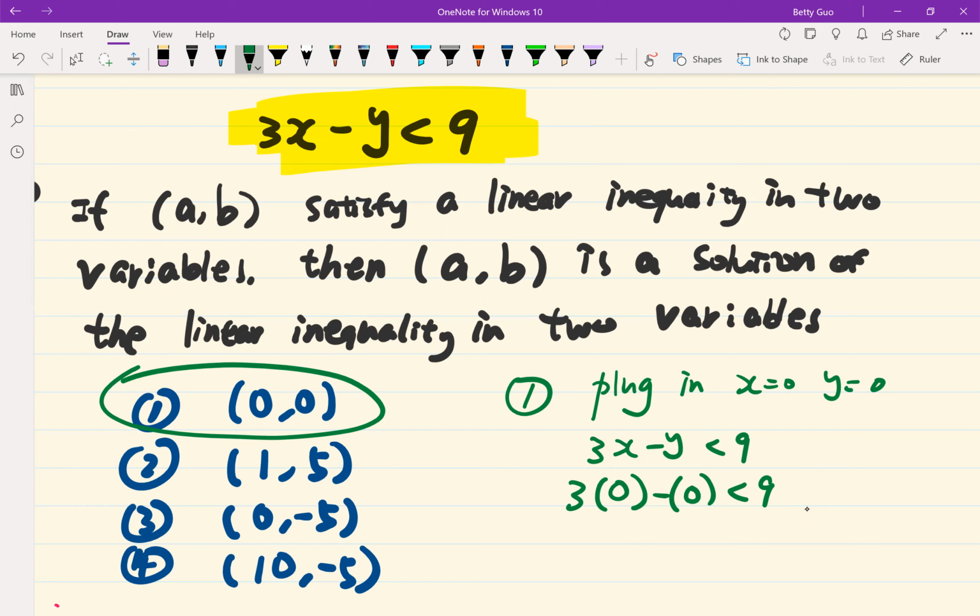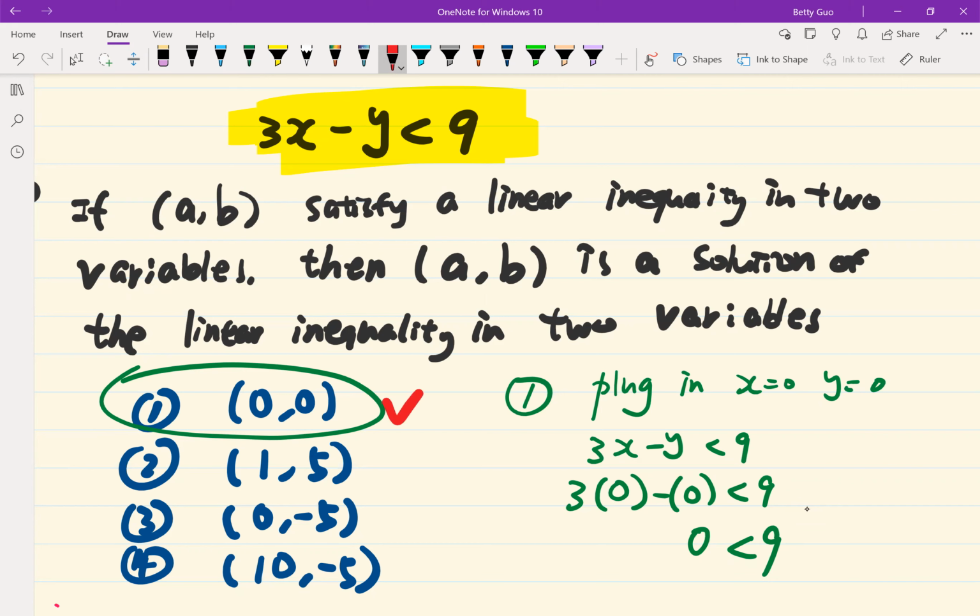What is 3 times 0? 0. 0 minus 0 is 0, right? So we got 0 is less than 9. Tell me please, is 0 is less than 9 a true statement or contradiction? True statement, of course. Since after we plug x equals 0, y equals 0 into the inequality, we got a true statement, (0, 0) satisfies the inequality. So (0, 0) is a solution, right?